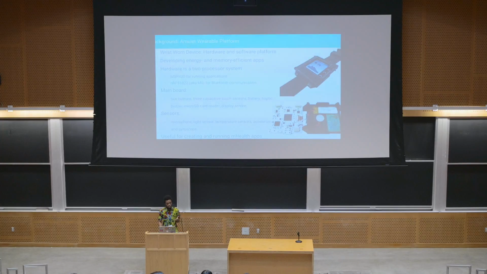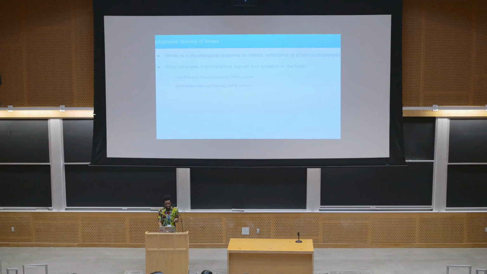And that's why this platform is very efficient for that. So, about the science of stress. Stress is a physiological response to mental, emotional, and physical challenges. When a person is stressed, the hypothalamus signals two systems in the body, namely the hypothalamic-pituitary-adrenal (HPA) system and the sympathomedullary pathway (SAM) system.